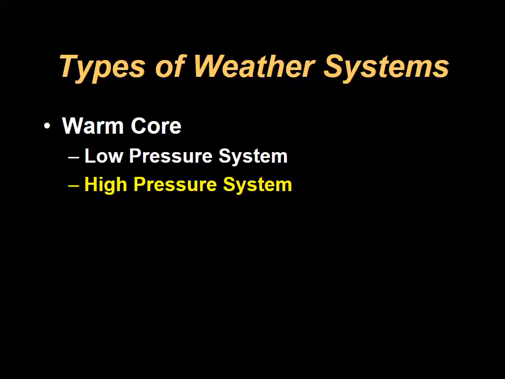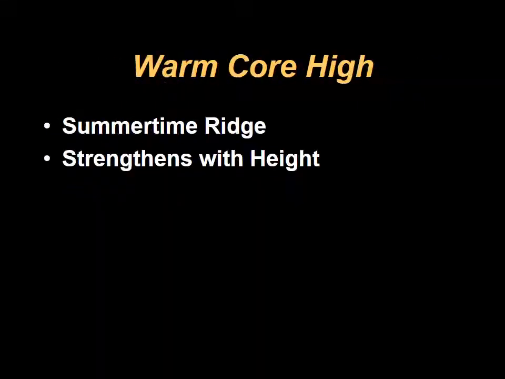Another type of warm core system: we covered low pressure systems, now let's do high pressure systems. So we're going to talk about warm core highs. An example of a warm core high is the summertime ridge that develops across the southeastern United States. As you go up through the atmosphere, it strengthens with height.